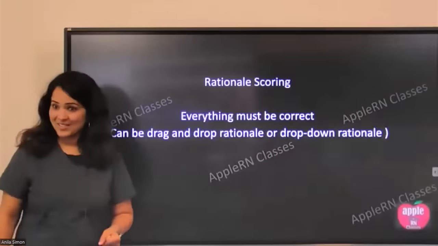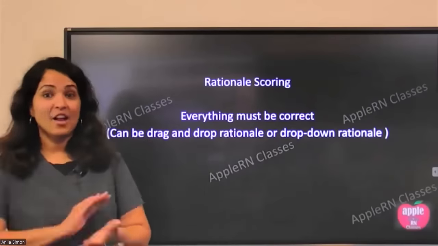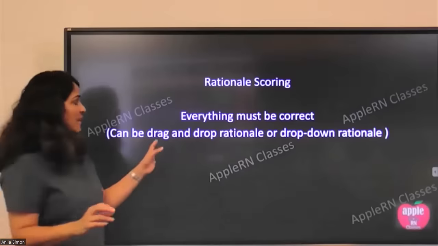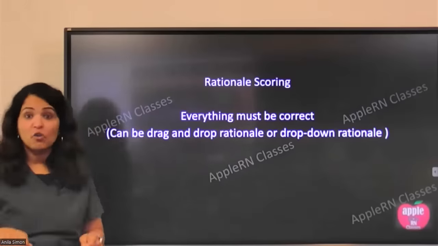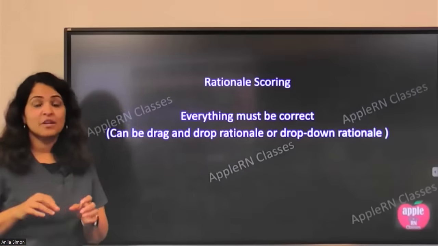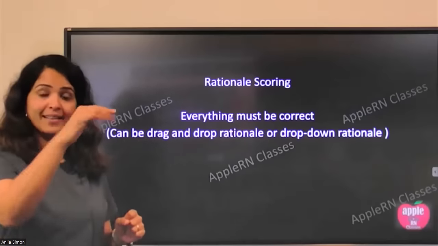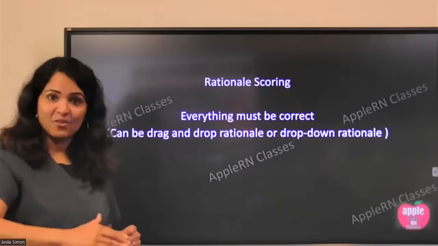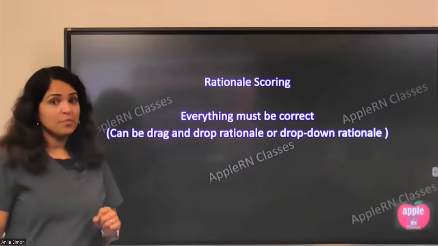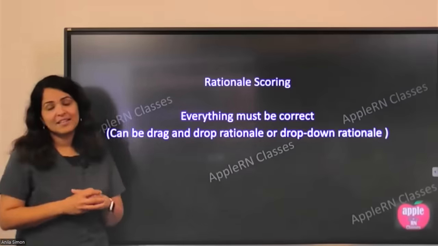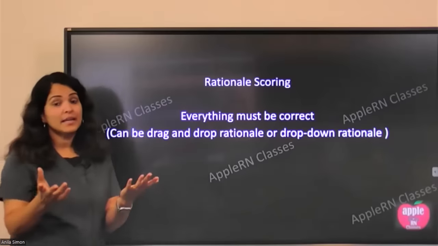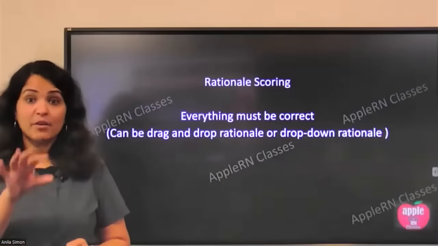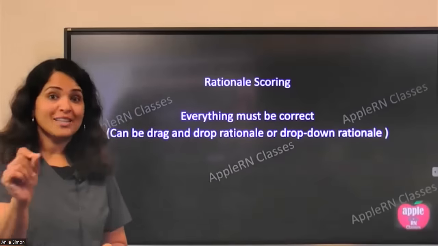So here, rationale scoring, and this is where everything must be correct. Everything has to be correct, okay? And this can be drag and drop, it can be drop-down cloze, meaning when you click there, a little table comes up and there are options underneath. So those are drop-down cloze and stuff like that. Those kinds of answers might be there, but it will show you when you do the question in the AppleRN question bank, it will show you rationale scoring.